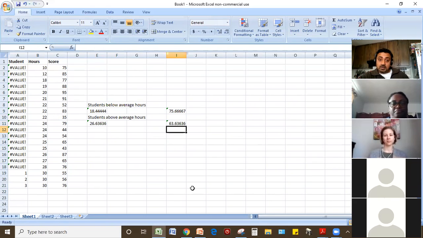Interestingly, students studying above average hours got a lower average score of 63.63. For this particular exam, it's better you study less. That's what happens when you make up data. You don't get the results that you expect to get.